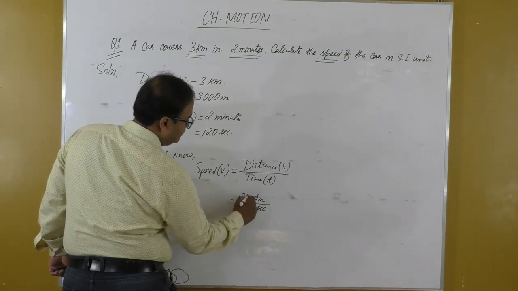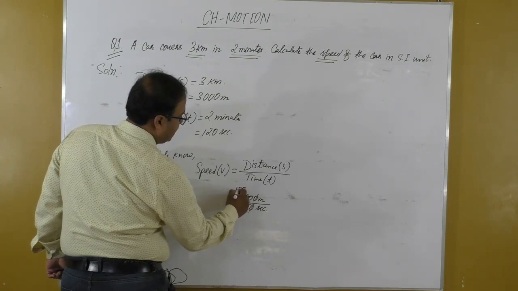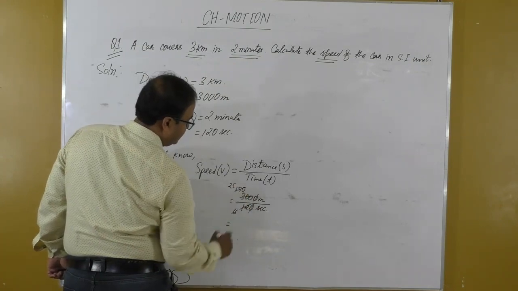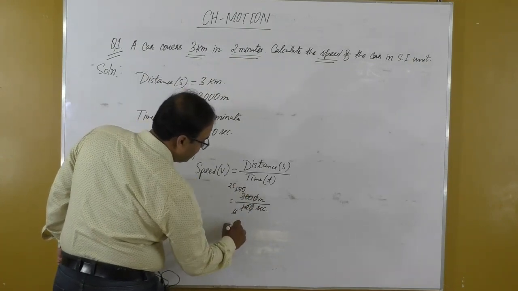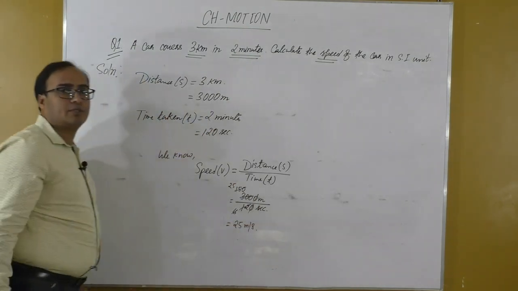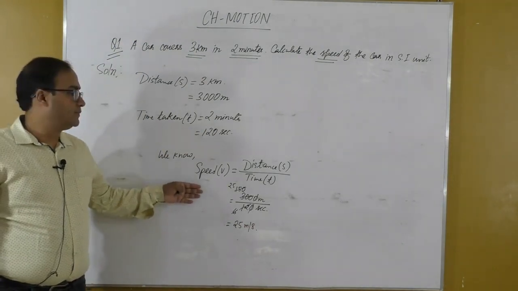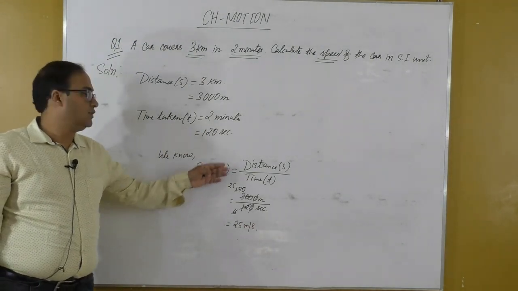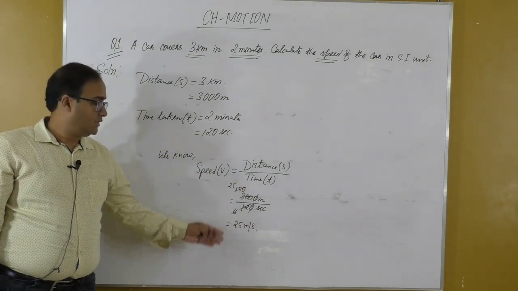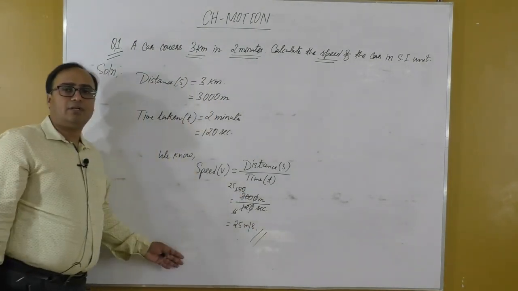6 here, 150 here, and if you cancel you will get 25. So it is 25 meter per second. So it is one of the simplest numericals where we are asked to calculate speed, and we know the formula, speed is equal to distance by time, and we got the answer. It is 25 meter per second.